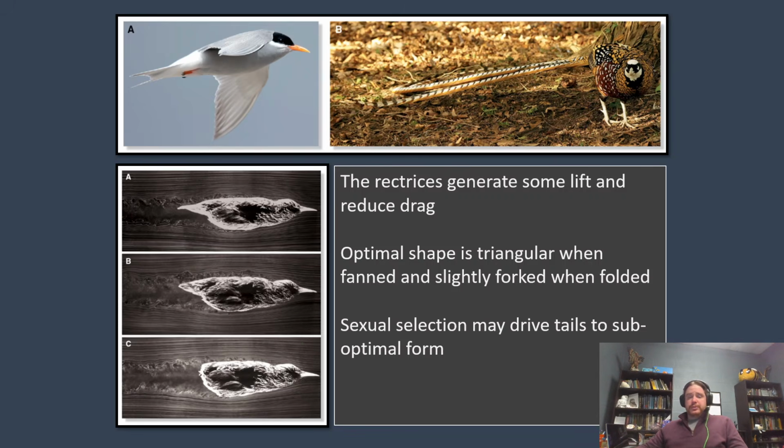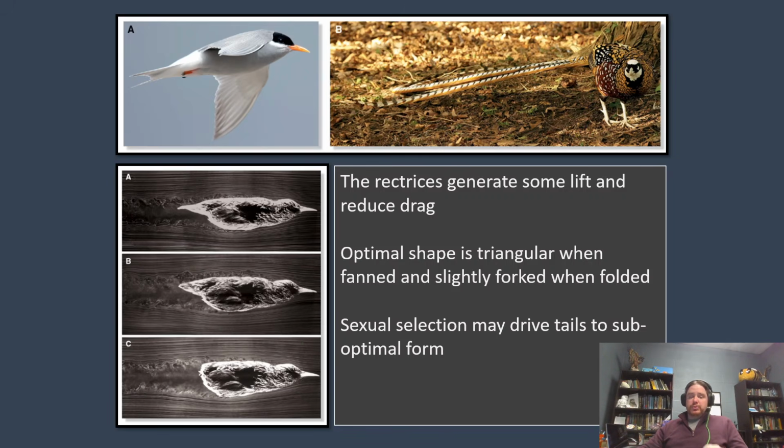The rectrices themselves generate lift. Actually, the body of a bird generates a very, very tiny amount of lift. It's not enough to get the bird to fly, of course, or even to lift it up a little bit, but it does technically generate a small amount of lift. But the tail generates lift and also, very importantly, reduces drag.